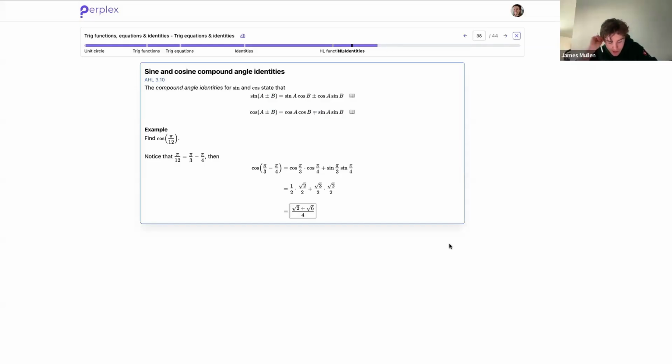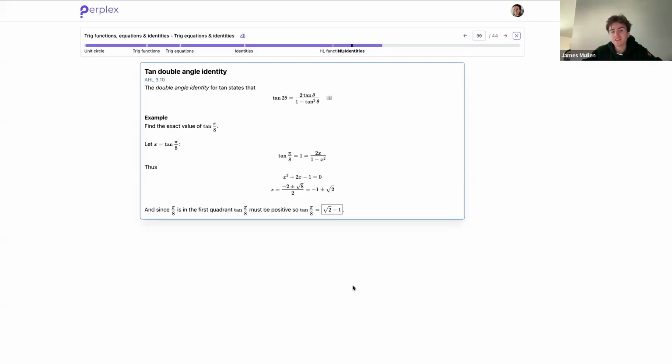So here's an example. Let's say we're trying to find cos of pi over 12 exactly. I noticed that pi over 12 can be written as pi over 3 minus pi over 4. So I said cos of pi over 3 minus pi over 4 is equal to, and I use my cos compound angle identity, cos of pi over 3 times cos of pi over 4 plus sine of pi over 3 sine of pi over 4. If I evaluate all of those angles, I get half times root 2 over 2 plus root 3 over 2 times root 2 over 2, and that simplifies to root 2 plus root 6 over 4.